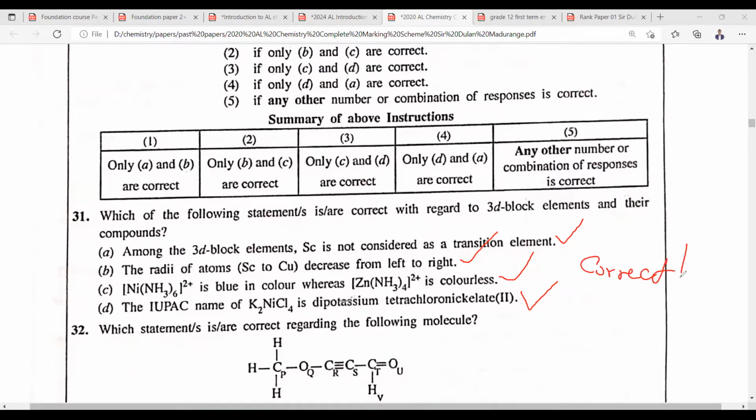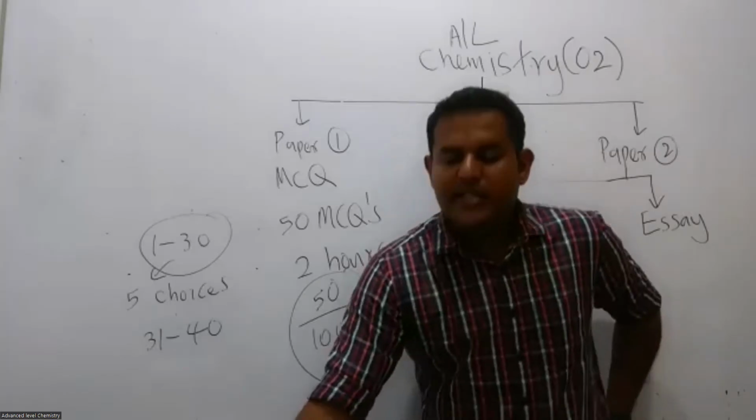If all the questions are correct, what is the answer? According to this table. Not the questions, I mean the statements given here. If all the statements are correct, yes, very good. That is the fifth option. That kind of a thing.